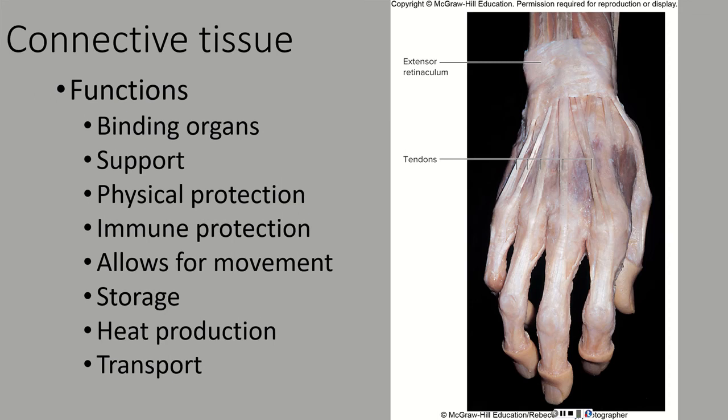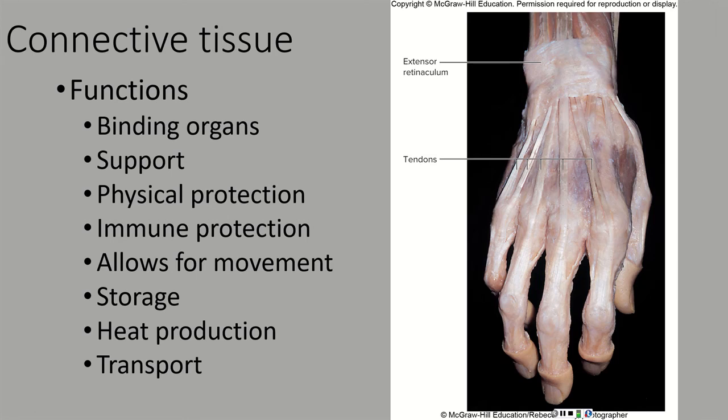Storage. This is specifically talking about bones and fat. The bones store a lot of minerals, and the fat stores a lot of energy. So we can kind of think of our connective tissue as a bank. When we have too much of something, we can store it in either our bones or our adipose tissue. When we need some nutrients, we can withdraw it from our bones or our adipose tissue.